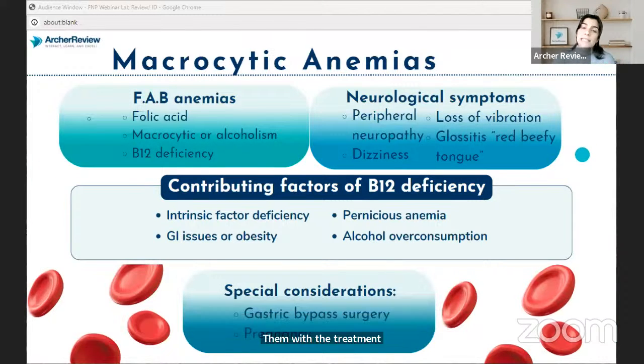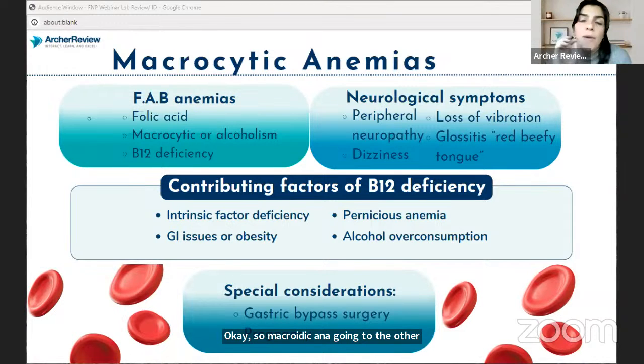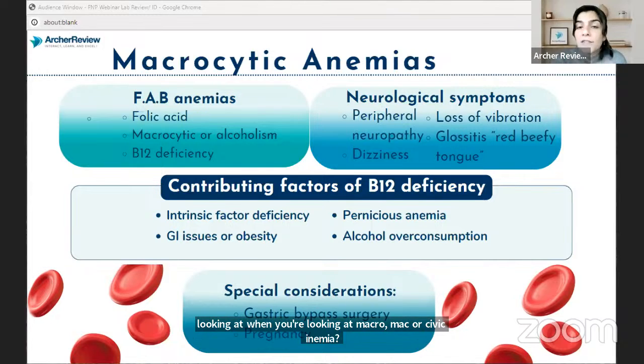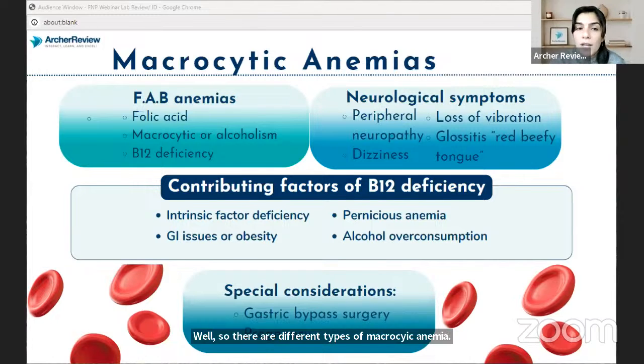So macrocytic anemia, going to the other side. What happens when your MCV is over 100? Remember that normal range is 80 to 100. So what are you looking at when you're looking at macrocytic anemia? Well, there are different types of macrocytic anemia, and again, different causes you want to investigate to see what the cause is.